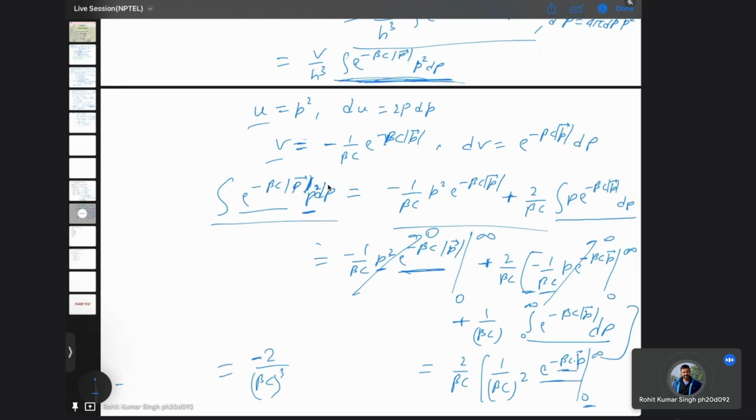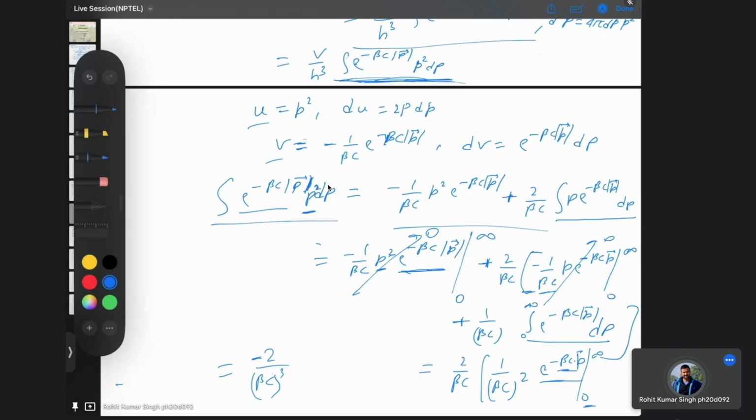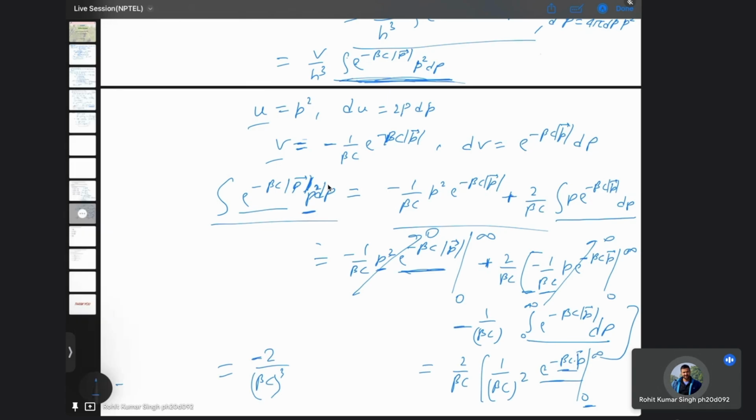This should not be negative. Sorry, yeah, this will be negative because we are doing an integral, so this will be finally positive. So what you have now finally is this thing is given by this.